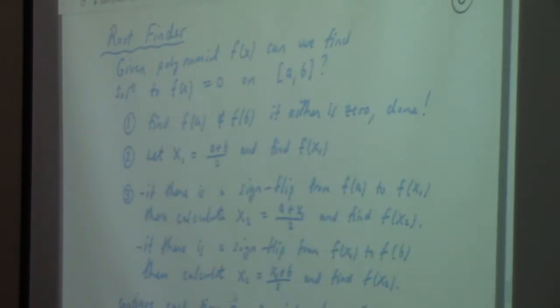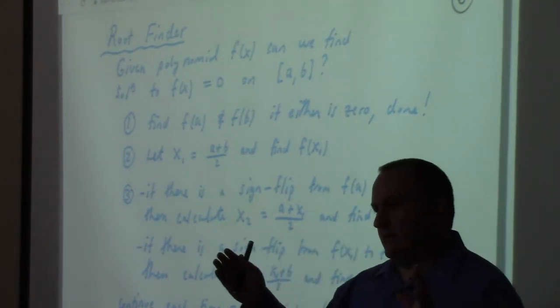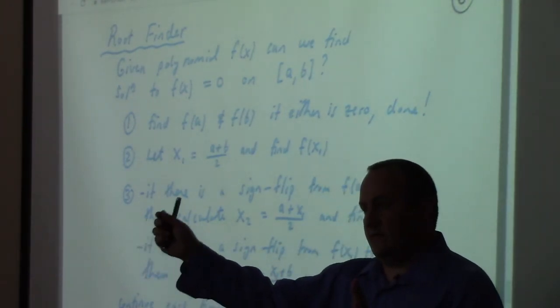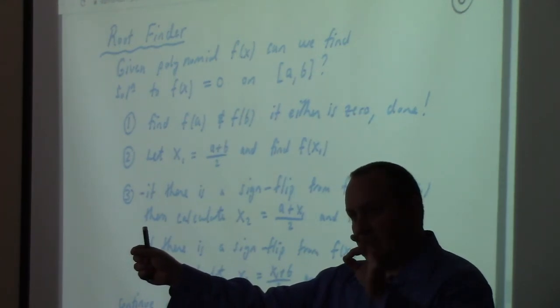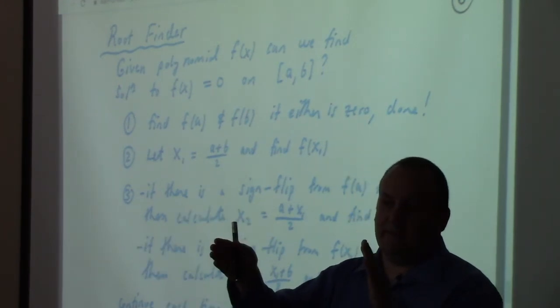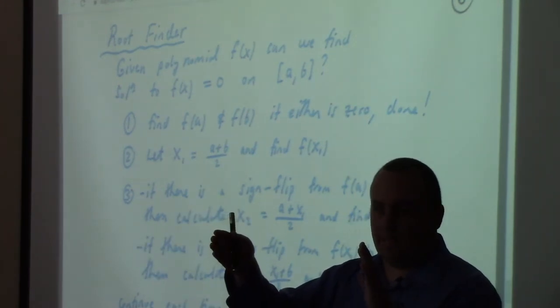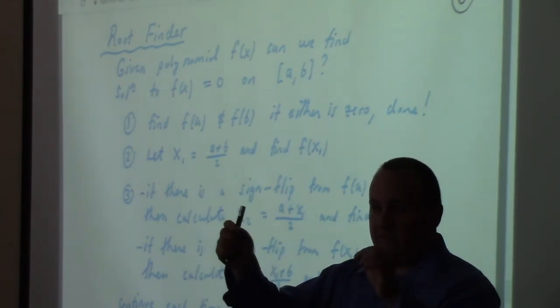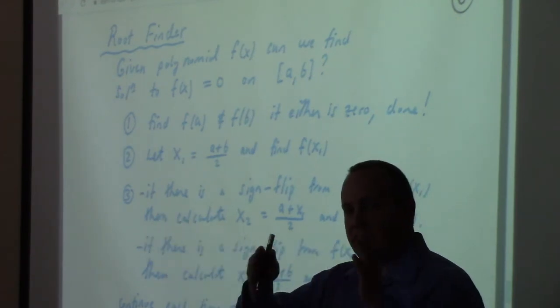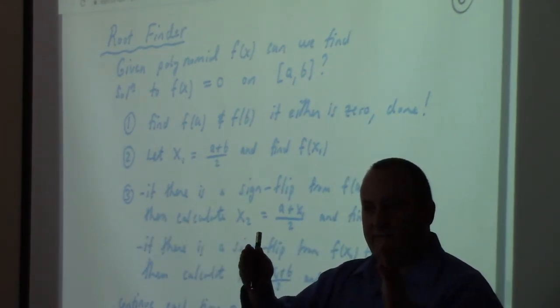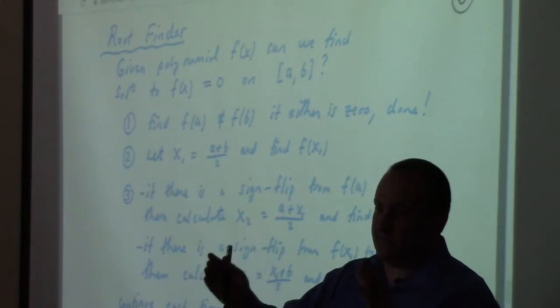So here's the root finding algorithm. Suppose you want to see whether a polynomial f of x has a solution on some closed interval. You check the value of the polynomial at one endpoint, check the value at the other endpoint, and then check the value at the midpoint. If on either the left or the right-hand side there's a change in sign, from plus to minus on the left or plus to minus on the right, then you focus your attention on where that sign flip happens.